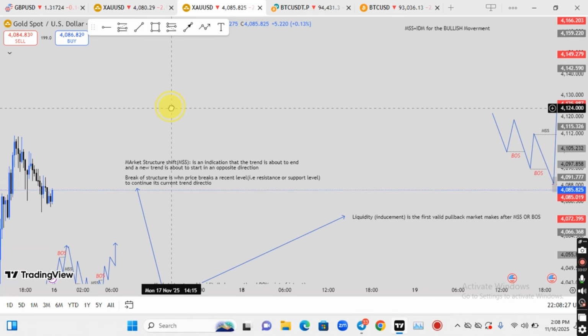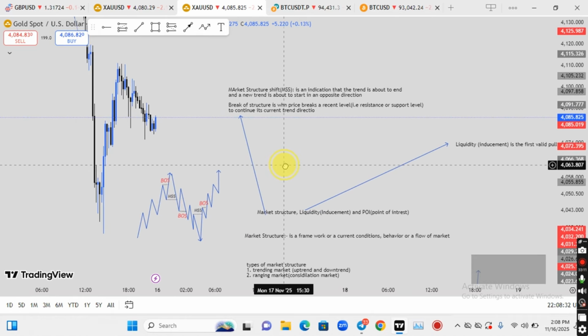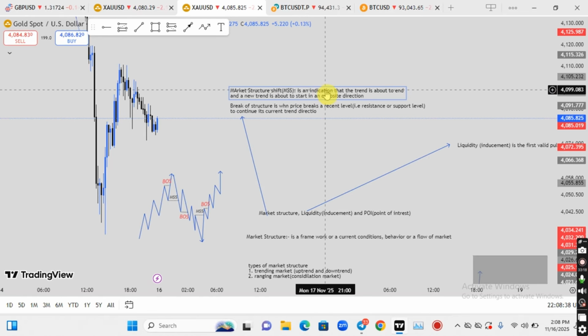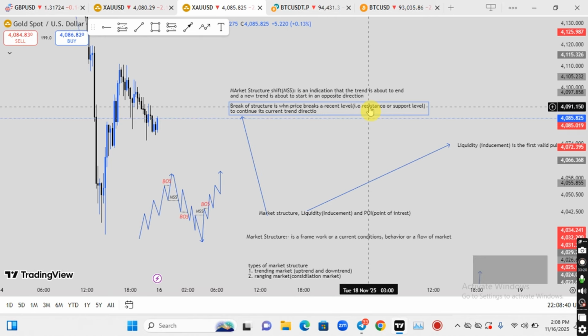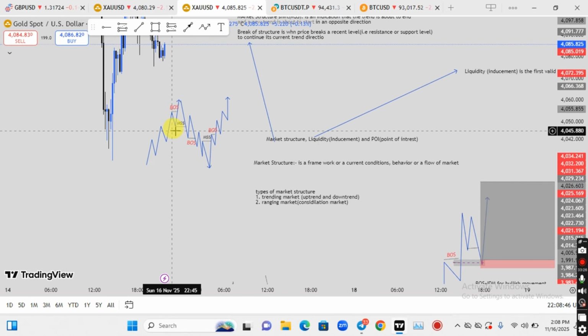I explain market structure, which I look out for. Under market structure, I look out for market structure shift, which is also known as change of character. It's an indication that the trend is about to end and a new trend is about to start, which I explained to you what market structure shift looks like.